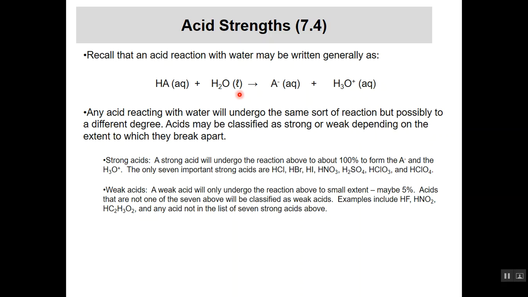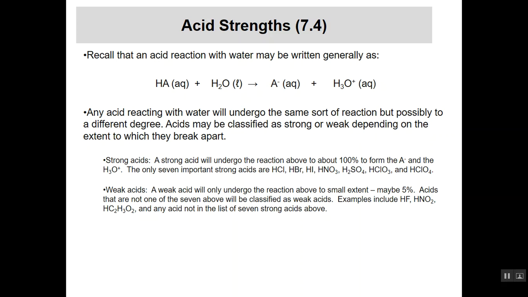It reacts with water. It has a liquid in here, and what we end up with is the hydrogen ion separates from the A anion, so I end up with the A anion floating around here. I end up with a hydronium ion, or the H tacked on here gives me an H3O with a plus charge on it over there. So it's a generic looking acid type of reaction that you see here. Any acid undergoing this reaction with water will undergo this reaction with water, but they'll do it to different extents.